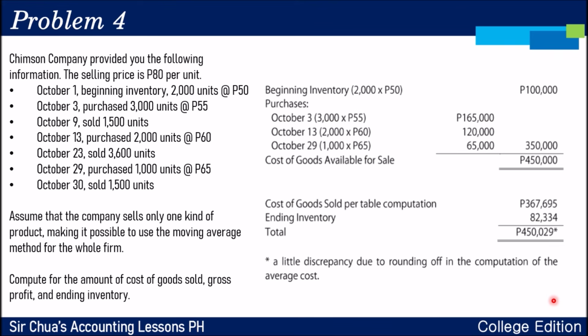Now, to check, ganon din pong sistema, you compute for the cost of goods available for sale, and then ipag-a-add po din natin yung computation natin per table ng cost of goods sold and ending inventory. Magkakaroon ka lang po ng discrepancy, huwag kang mag-alala, it's perfectly fine kasi nagko-compute po tayo ng average cost, and syempre yung average cost, nagkakaroon po tayo ng rounding off dun sa decimal. That's perfectly fine. Don't worry, magiging CPA ka pa din dyan.